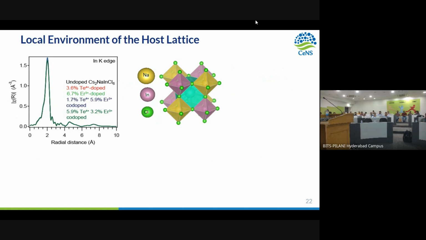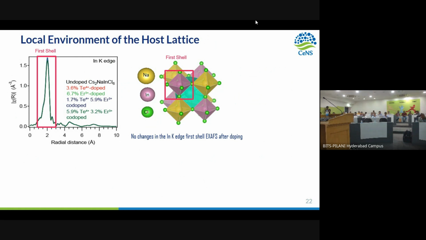Now, the samples we have presented are 3.5% tellurium doped cesium sodium indium chloride, erbium doped, and then tellurium erbium co-doped at 2 different concentrations. In all the cases, you see that all the R space data are just merging on top of each other. So the first peak, this one, represents the first shell.